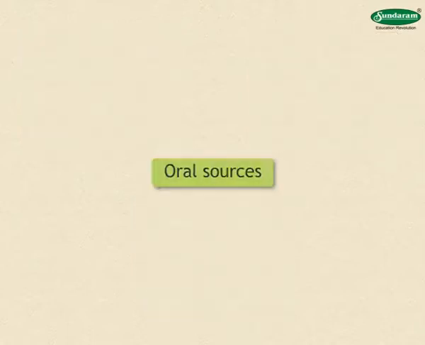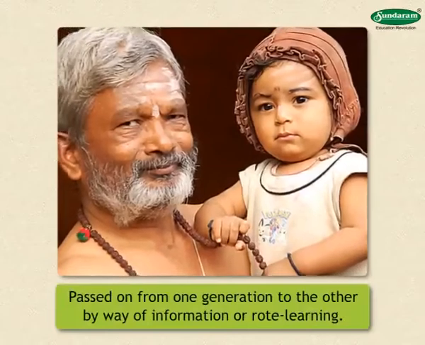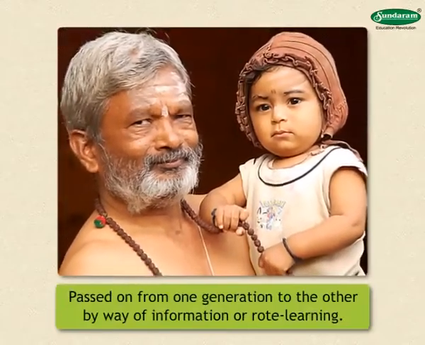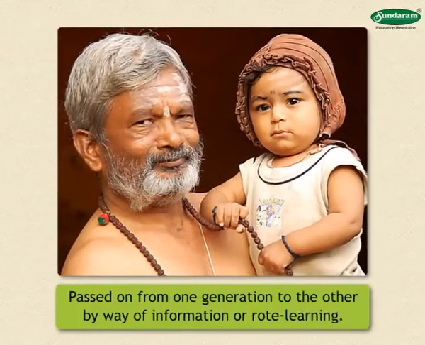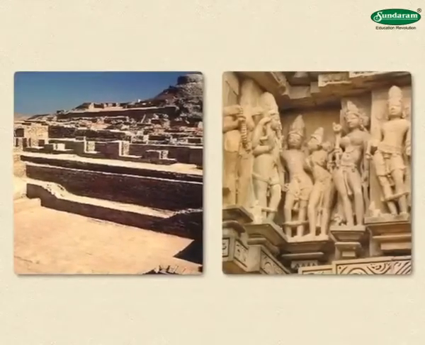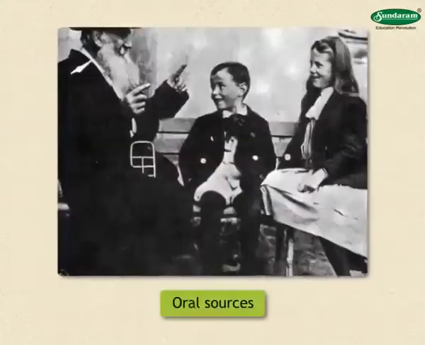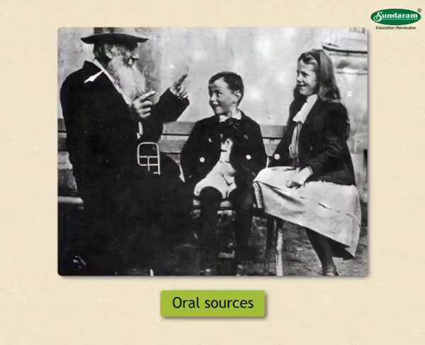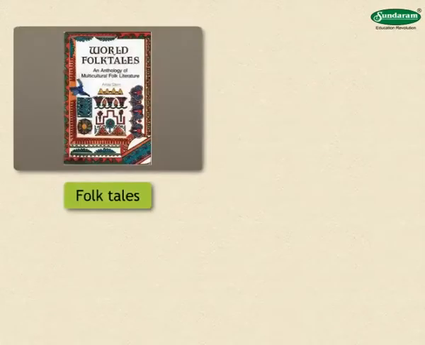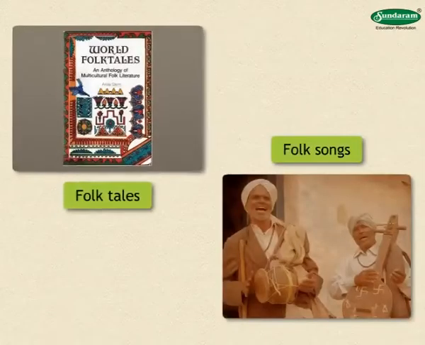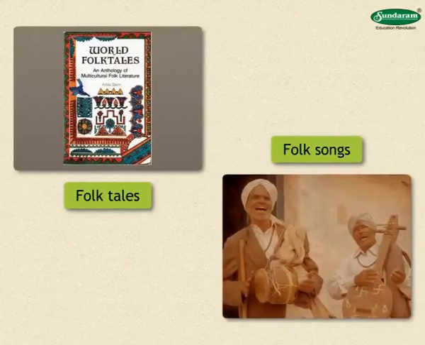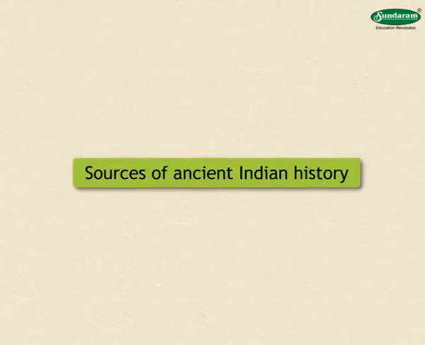Oral sources. Some compositions are passed on from one generation to the other by way of information or rote learning. This material is preserved for generations, though it is not in the written form. This material comprises oral sources. Folk tales, folk songs, compositions like ovis are all part of oral sources. Now, let us study the sources of ancient Indian history.